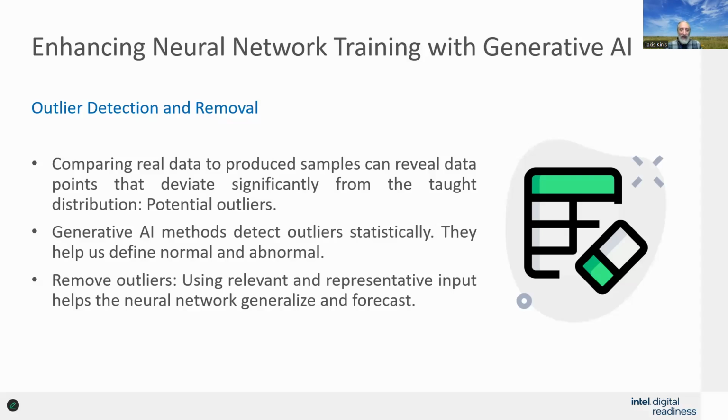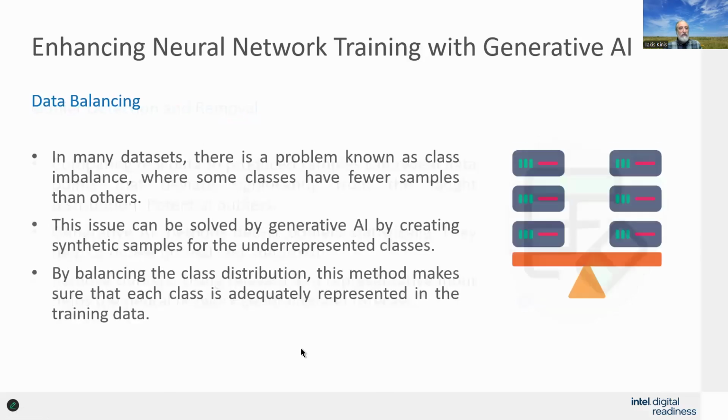So using relevant and representative input helps the neural network generalize and forecast better. And this is what I'm saying. Does it all fit in there? Let's get a bunch of stuff that fits in there, and then that outlier stuff will be kind of cast off. Okay. There's also this data balancing concept.